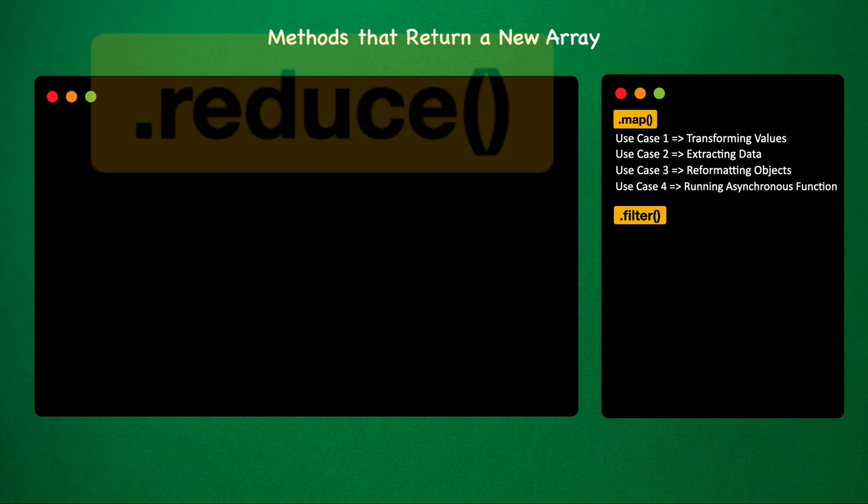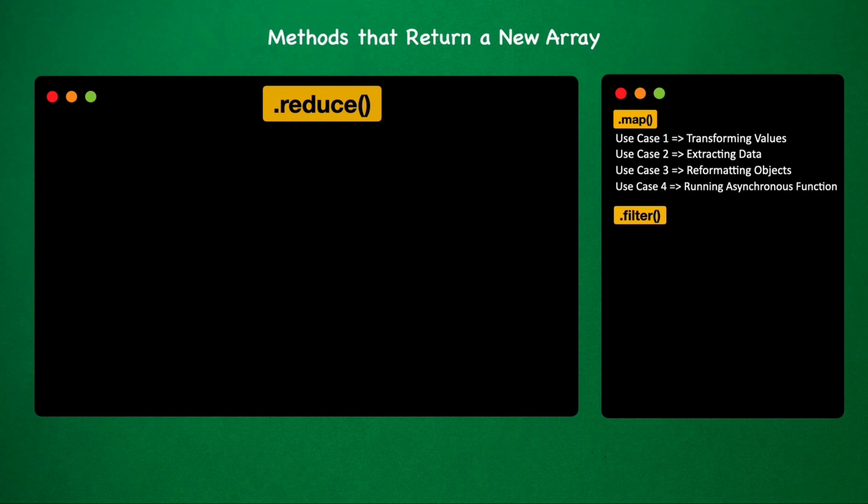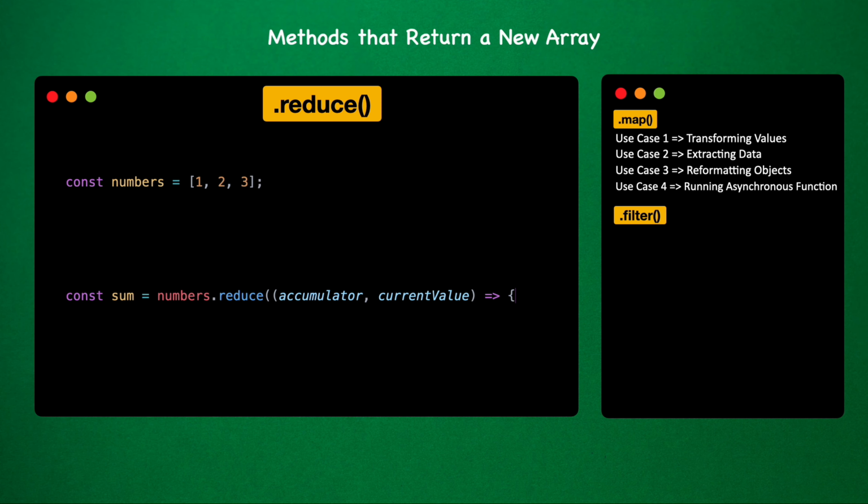Now, let's explore the reduce method, which is like a multi-tool for processing an array's elements and coming up with a single cumulative value. To see reduce in action, let's look at a coding example. Here we have an array called numbers that contains 3 numeric values, 1, 2, 3. Our goal is to calculate the sum of all the numbers in the array. We call the reduce method on our numbers array. This method will process each number in sequence and accumulate a result.